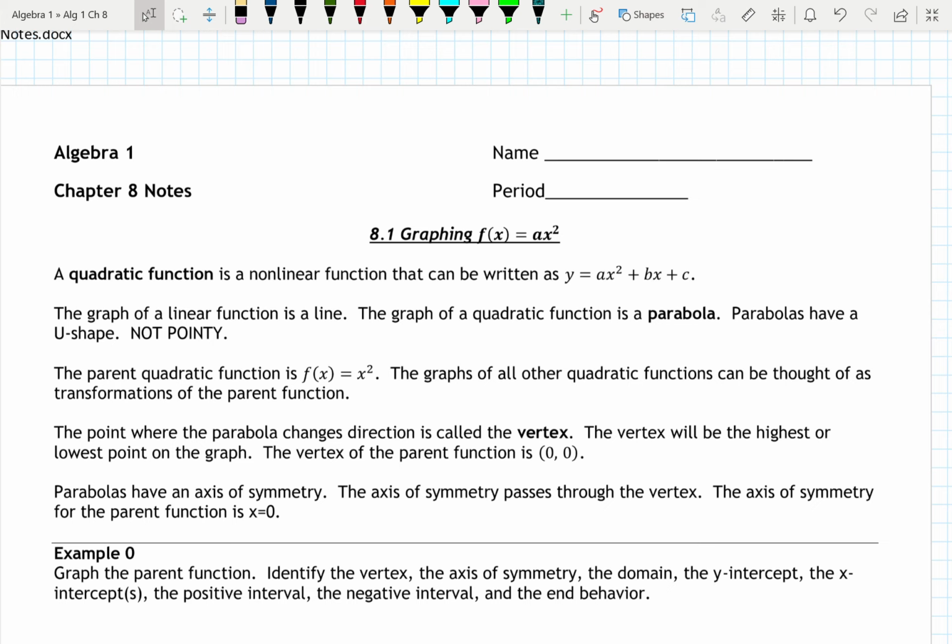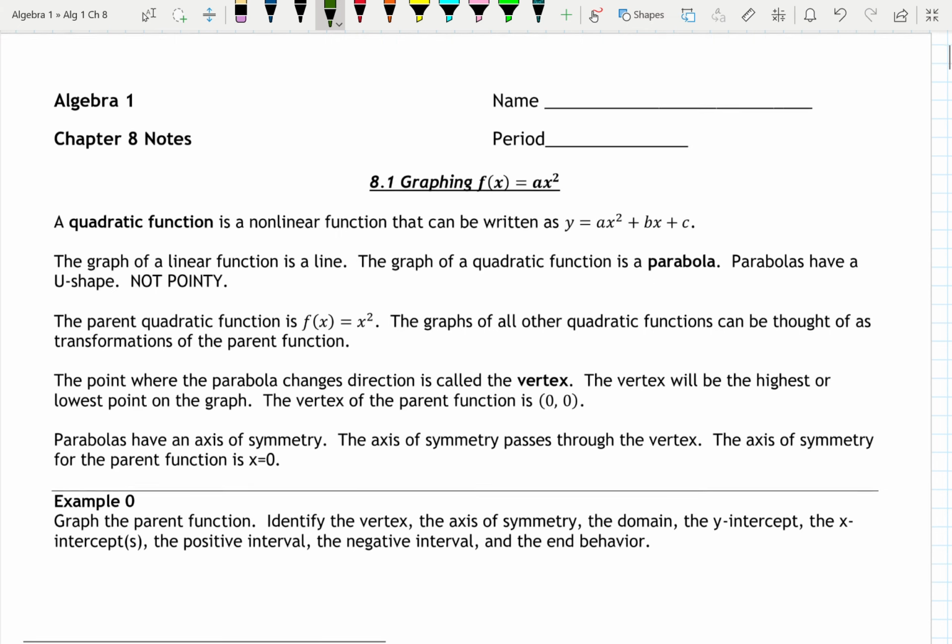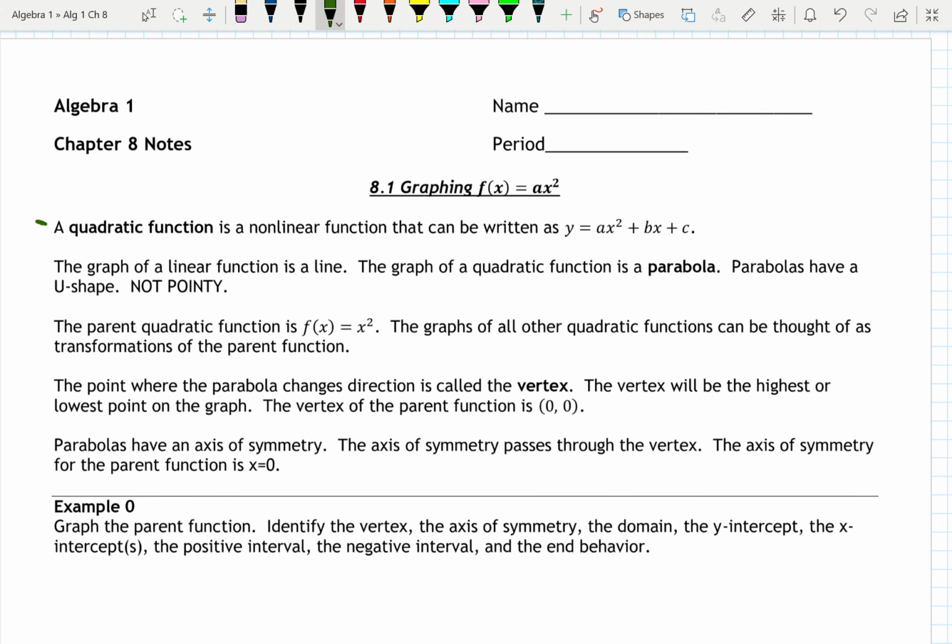All right, we're looking at Chapter 8, Section 1, and it's graphing f of x equals ax squared. That's going to be the most basic quadratic function that we can graph. Reading right here, a quadratic function is a nonlinear function that can be written as y equals ax squared plus bx plus c. This is our standard form, and we'll talk more about that later, but that's the standard form of a parabola.